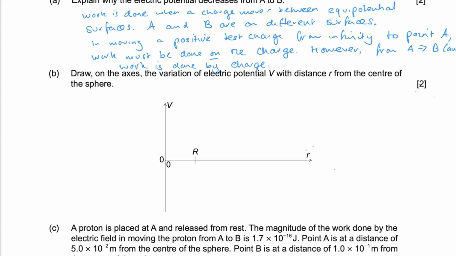B. Draw on the axis the variation of electric potential with distance r from the centre of the sphere. Remember I told you that within the sphere, electric field is 0, V is non-zero and constant. So we're going to have a nice straight line to the edge of the sphere. And then if we look at the formula for V, it's kQ over r. This means that V is proportional to 1 over r. It's inversely proportional. So we want to draw a nice inverse proportion curve. There's our graph.